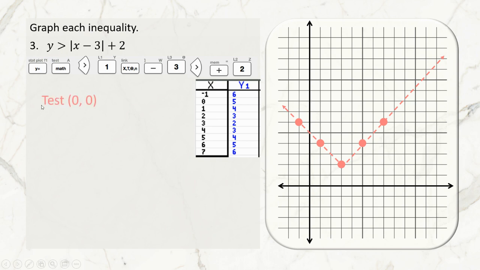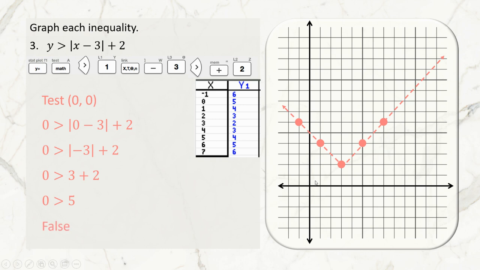Now we need to pick a point to test. Of course, the easiest one to pick if it's not on the line is 0, 0. We're going to plug 0 in everywhere we see. Now when we simplify this, 0 minus 3 is just negative 3. But the absolute value of negative 3, remember the absolute value is the distance from 0. Okay, what is negative 3's distance from 0? Hopefully we all said 3. Okay, 3 plus 2 is 5, so we get 0 is greater than 5. This, of course, is a false statement.